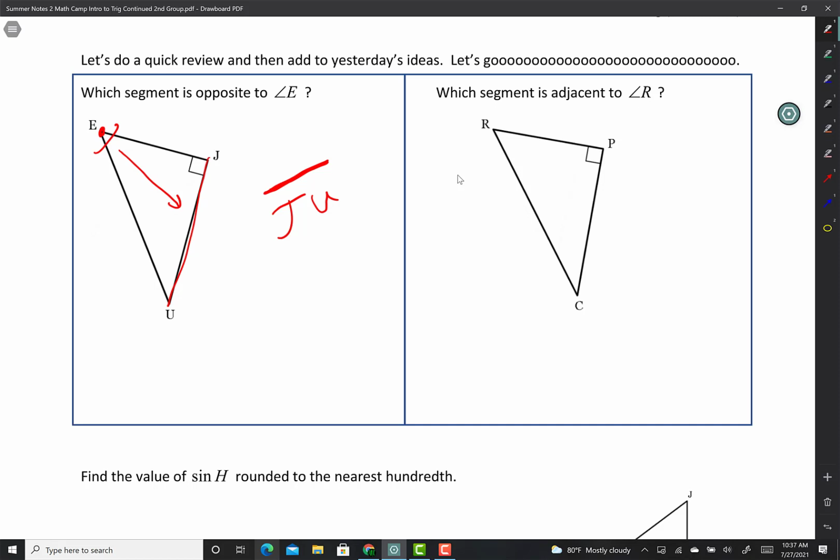And then this one here, which says which segment is adjacent to angle R. So here's angle R. And so be careful. Some students wrote RC. And yeah, I guess you can say that's adjacent, but there's a name for that one. That one's called the hypotenuse. So we're not using that one. So which one's adjacent? Yeah, RP. Or you can say PR.